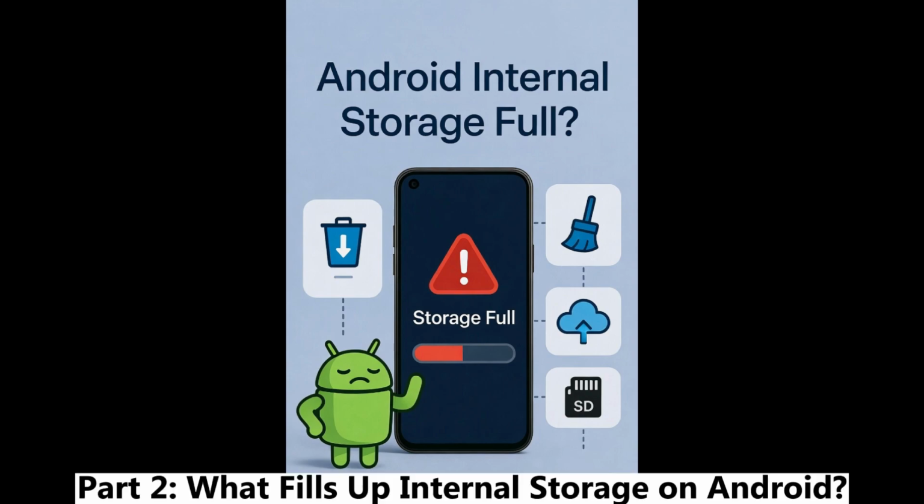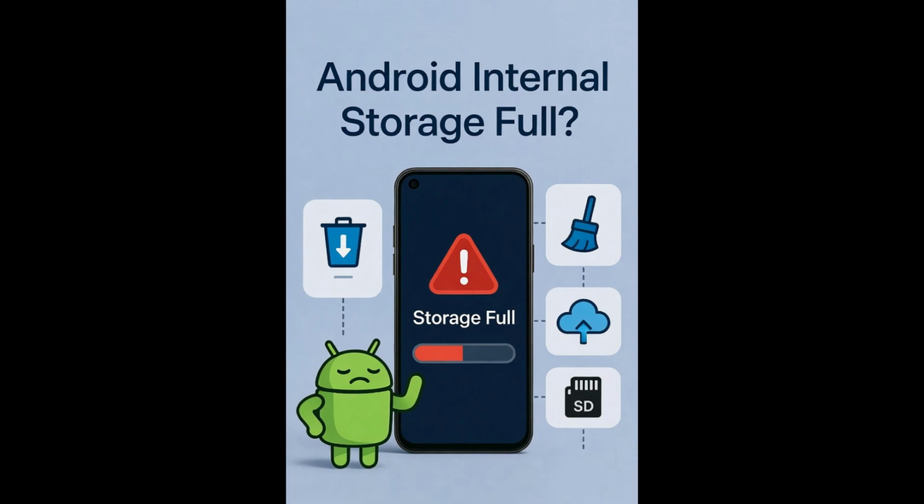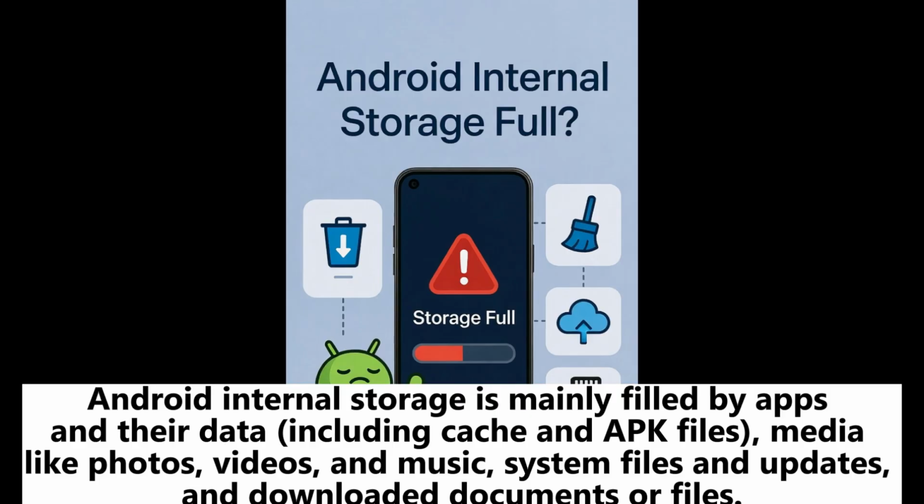Part 2. What fills up internal storage on Android? Android internal storage is mainly filled by apps and their data, including cache and APK files, media like photos, videos, and music, system files and updates, and downloaded documents or files.